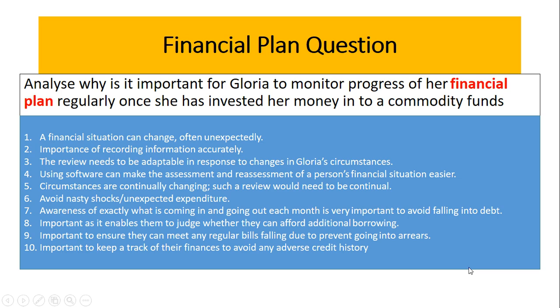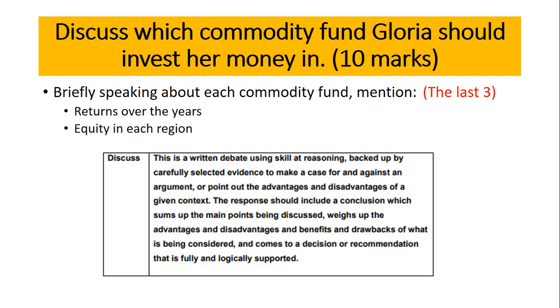I would say if you are going to talk about the reason why she shouldn't monitor her progress of a financial plan, you can say something along the lines of it may be time consuming. She doesn't need to because she's quite financially literate. Just use one of those points. Don't use 2 points as some of you have done already. The main reason here is: why is it important for her to do this? And I think you should mention at least 4 points.